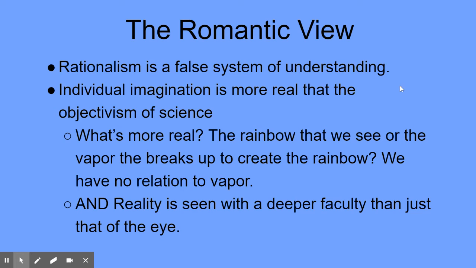And the example that's always given is, okay, what's more real to you, a rainbow that you can see and appreciate, or the vapor? Because we know vapor makes up the rainbow, but what's more real to you, the rainbow or the vapor, right? And the fact that reality is more than just what you can see with your eye. So again, it's questioning the idea that human beings can grasp and control and understand everything. In fact, reality is something that is perceived with a faculty of the human that is not just in the brain, right?